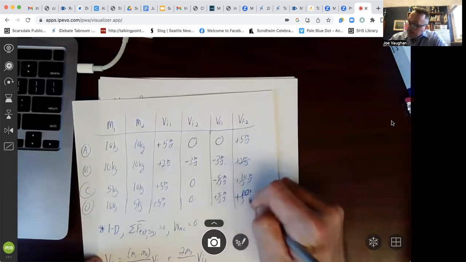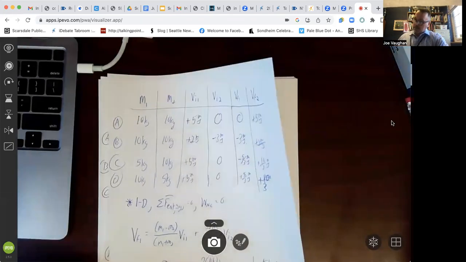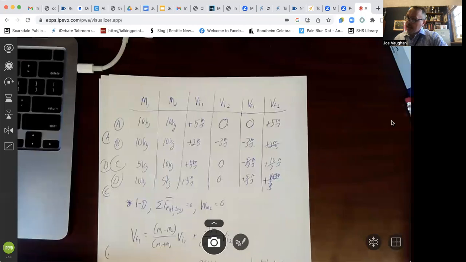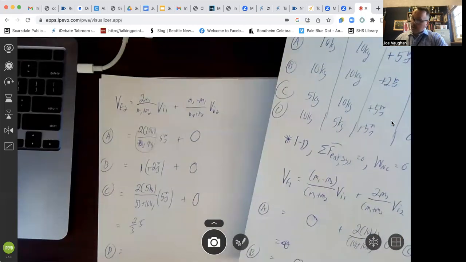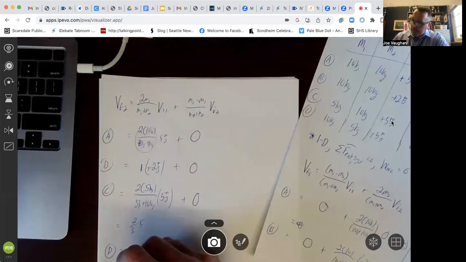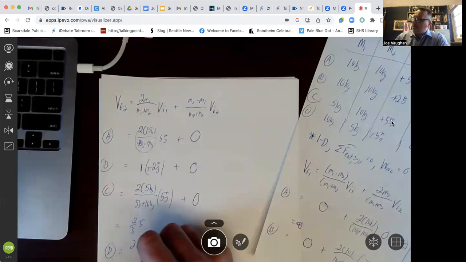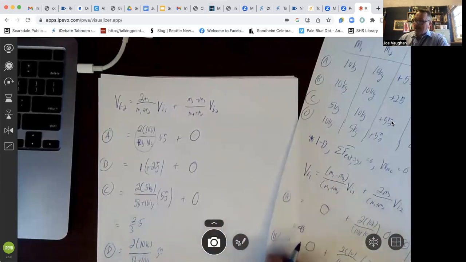Okay, something screwy with that. Let's check. Oh, hold on, that's not right, because 2 times 10, right? So over 5 kilograms plus 10, times 5, so it is 4/3 times 5 meters per second. Aha, good.